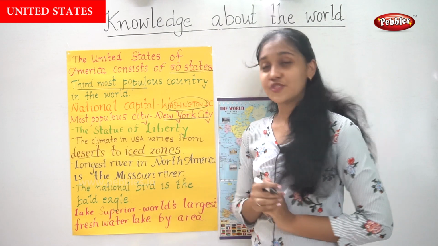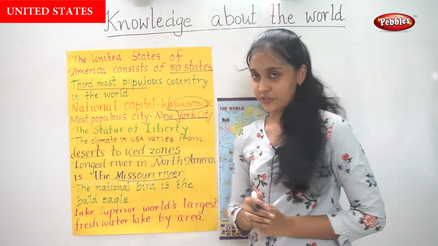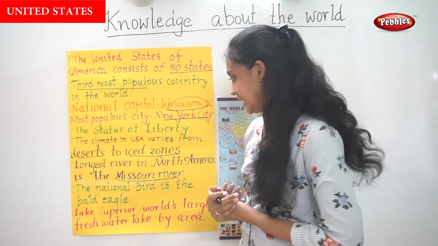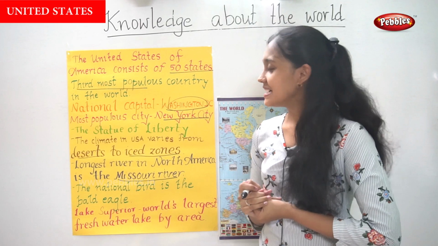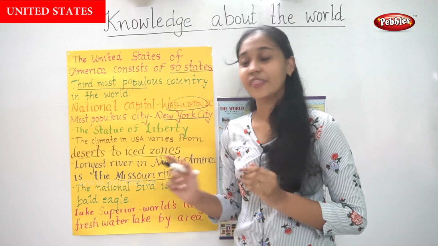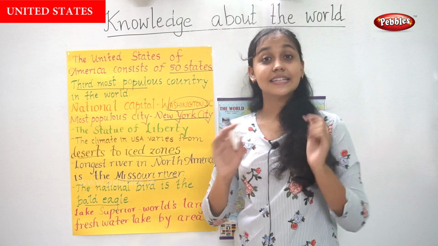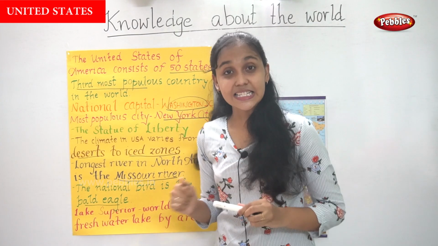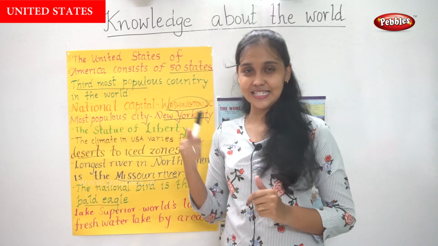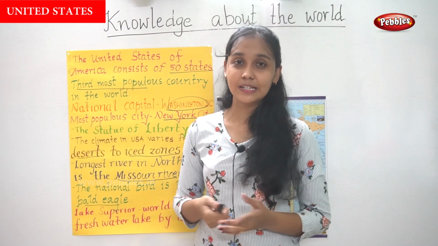Now, the longest river in North America is the Missouri River. So, this is also some general knowledge that you will need. The national bird here is the bald eagle. You can see this as their symbol, the bald eagle. And then the world's largest, not just the largest in this country, the world's largest freshwater lake is also present here. So, there are a lot of largest and most populous things here.